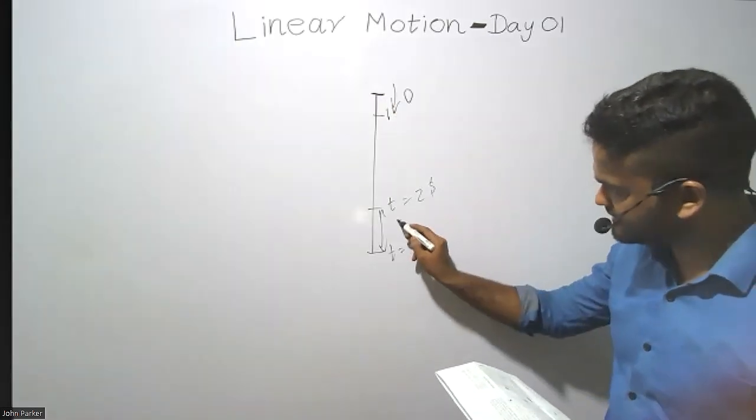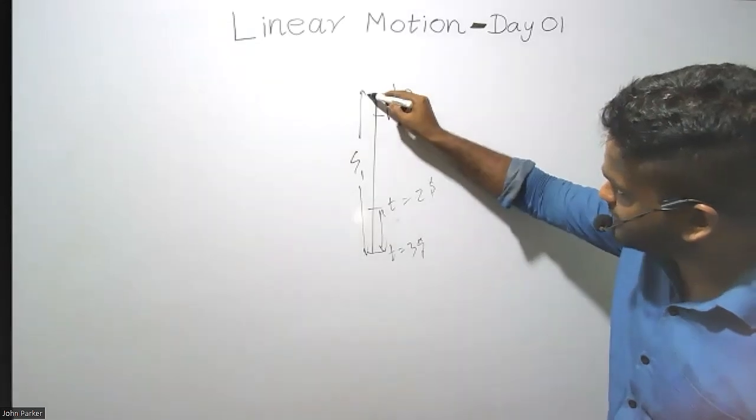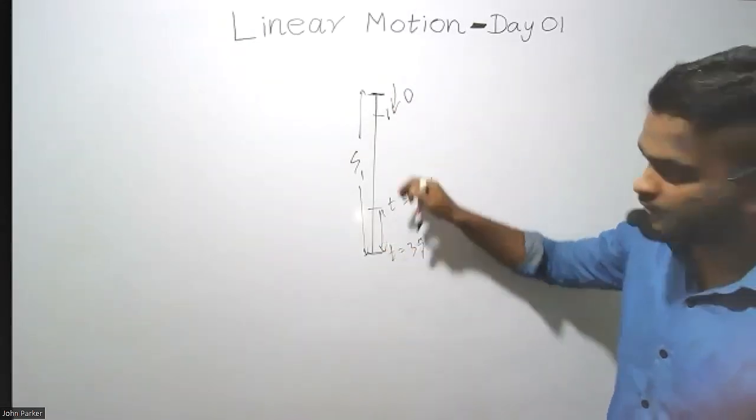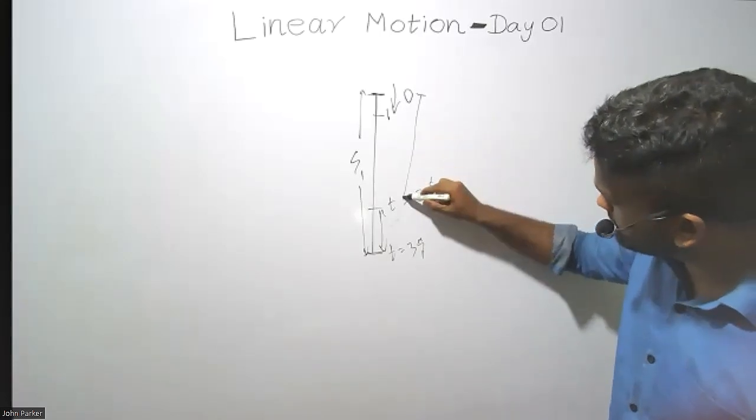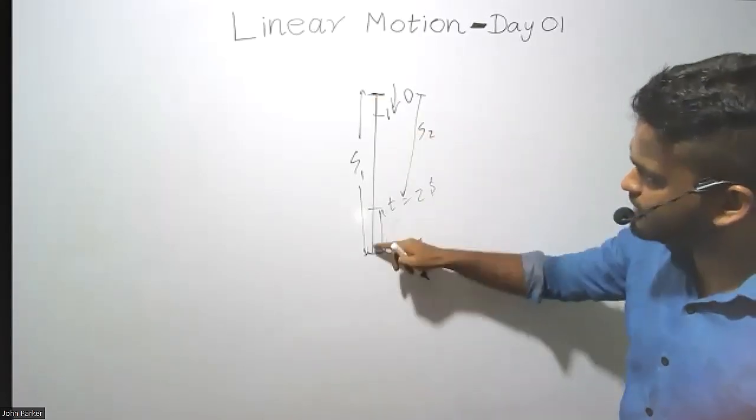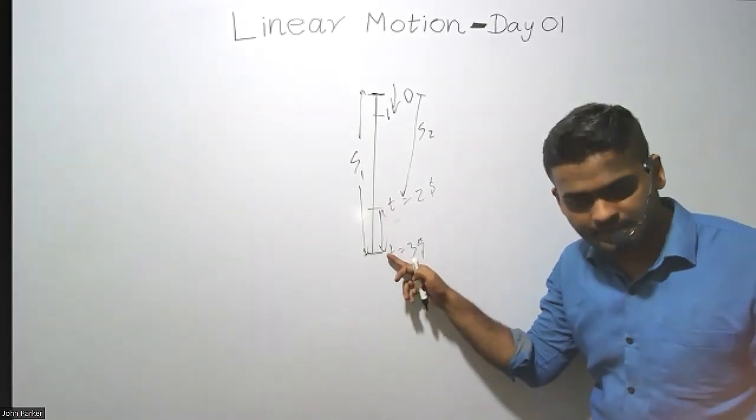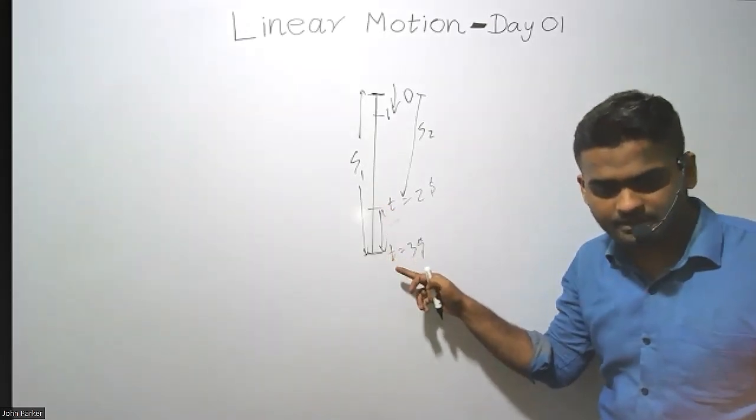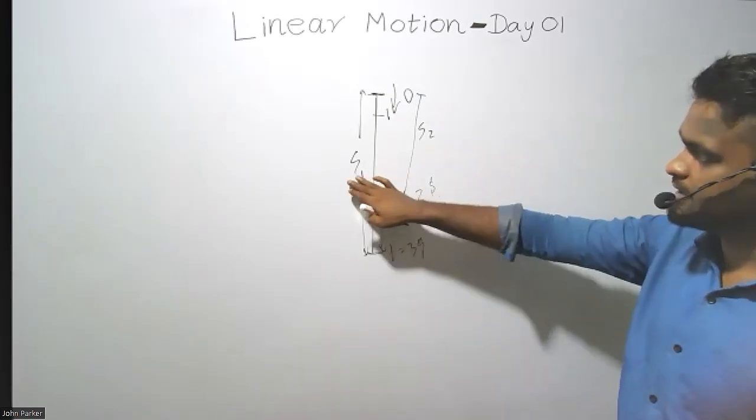They ask this distance. How do we find this? I'll apply equations from here to here, and then from here to here. Let's say that is S2. S1 minus S2 is the distance traveled within the third second. Got it? S1 minus S2. So separately you have to find S1 and S2.